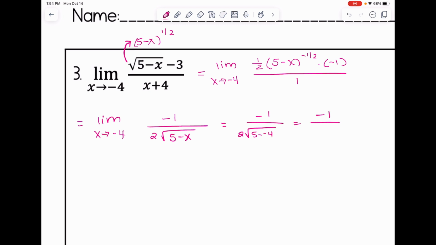So this is going to give me -1 over 2 times 3, or -1 over 6.